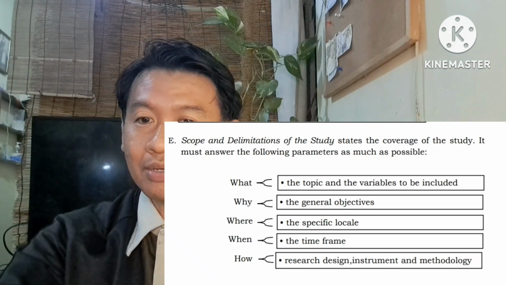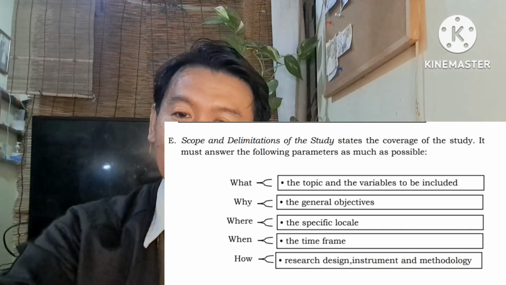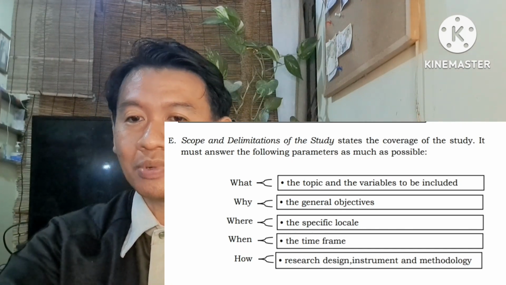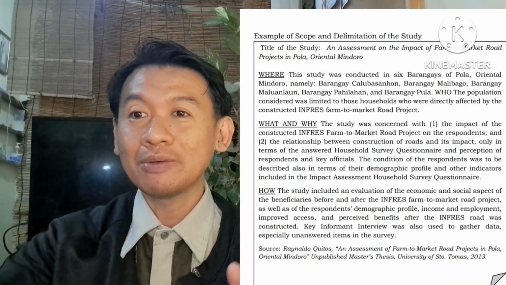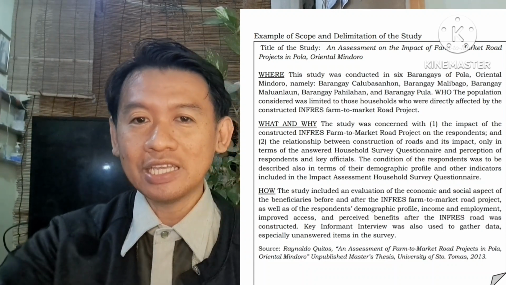The general objectives. The specific locale. The time frame. Research design. Instrument and methodology. O magpo-post tayo ng mga sample dyan. Ayan. Para hindi na po tayo mahirapan what is scope and delimitation is all about. Okay? Marami na po tayong example of scope and delimitation, ayan, makikita natin dito.